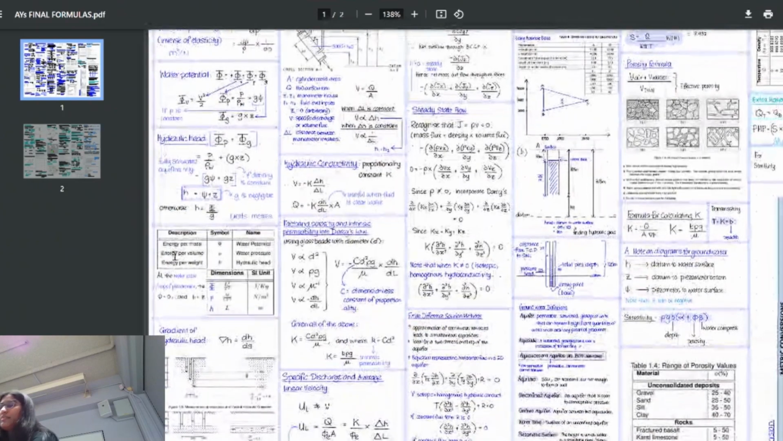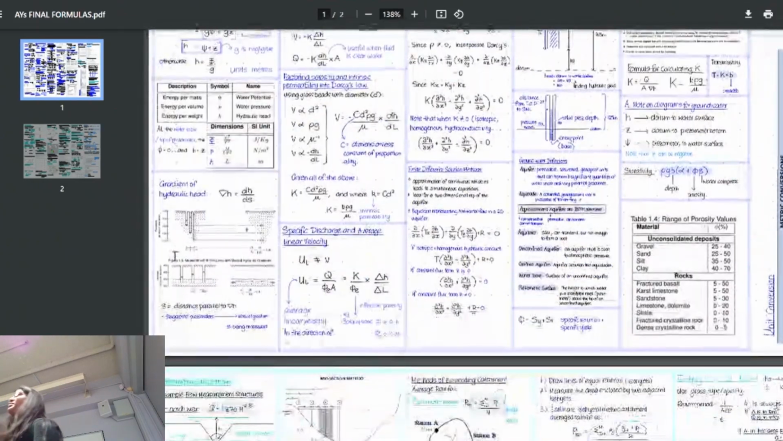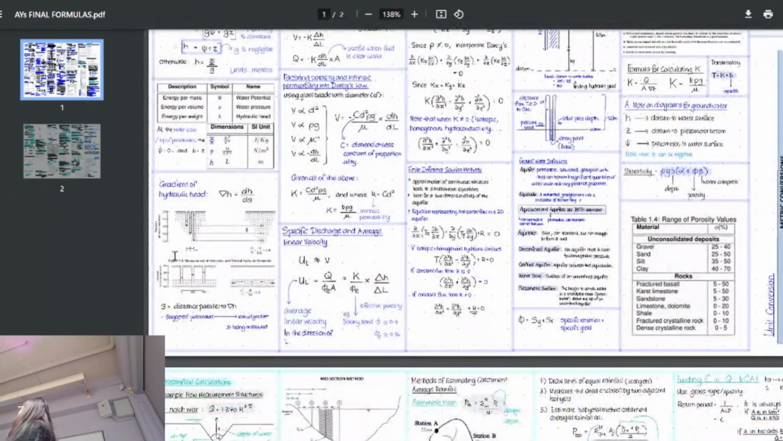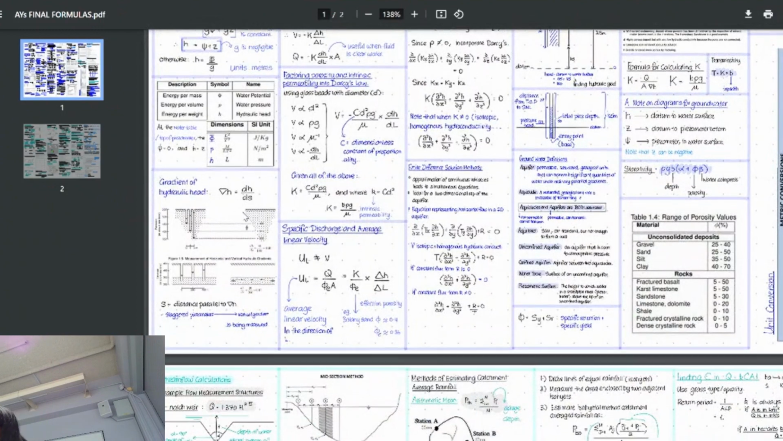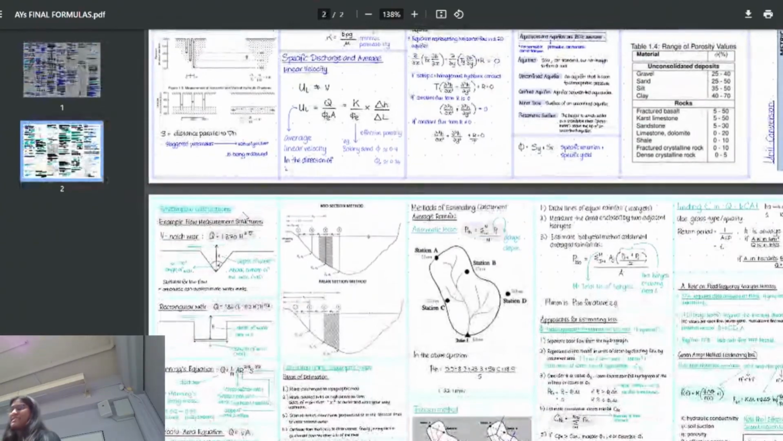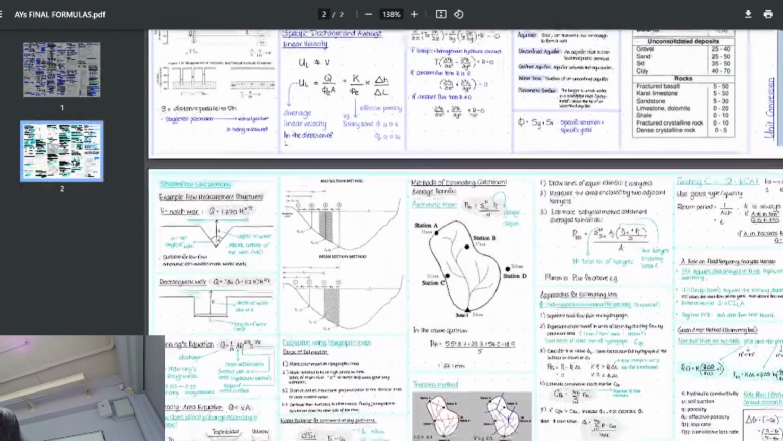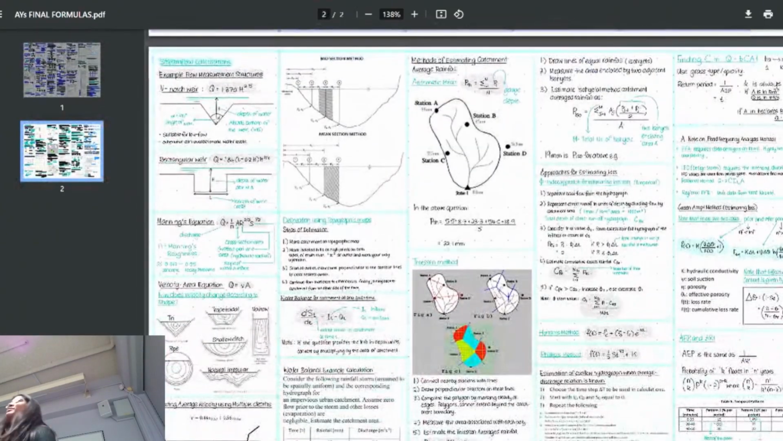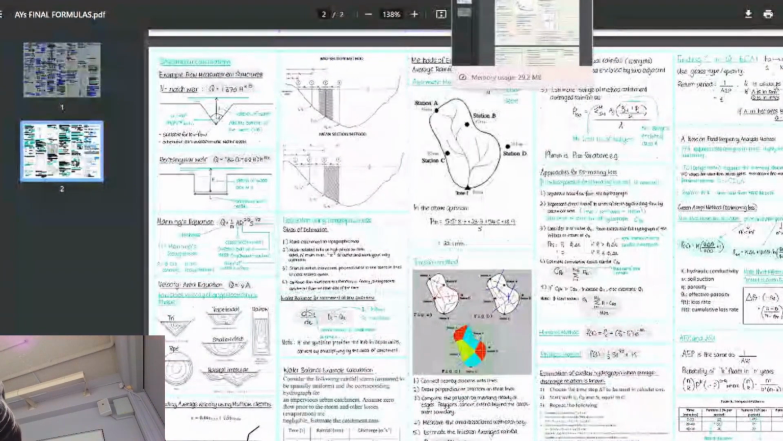Something to note as well, looking at all of these formulas, is that if you've done fluid mechanics already, you might recognize some of these formulas. So a good thing would be to revise that if you have completed that subject. Otherwise, does anyone have any questions before I get into the content?